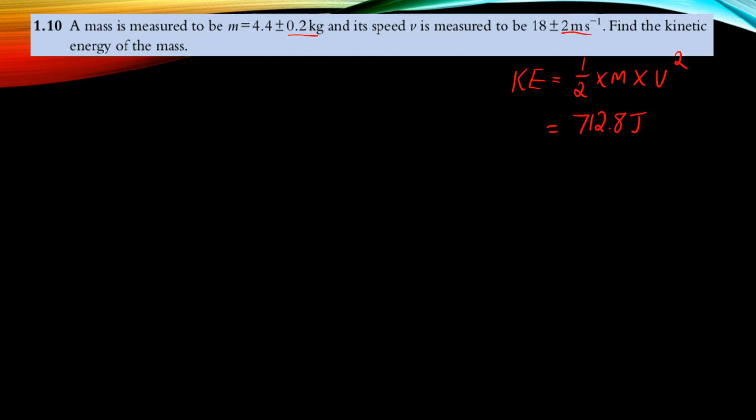on the mass and the fractional uncertainty on the speed. Or the percentage uncertainties on those things. Let's work out the percentage uncertainty on the mass. So we've got the uncertainty in the mass over the mass is 0.2 over 4.4, which is 0.045, or rounded, because we can keep 2 significant figures, we're going to have 4.5%.